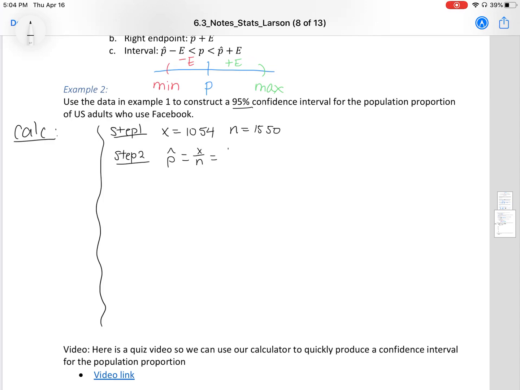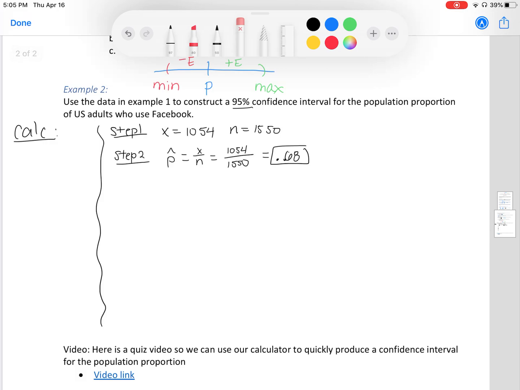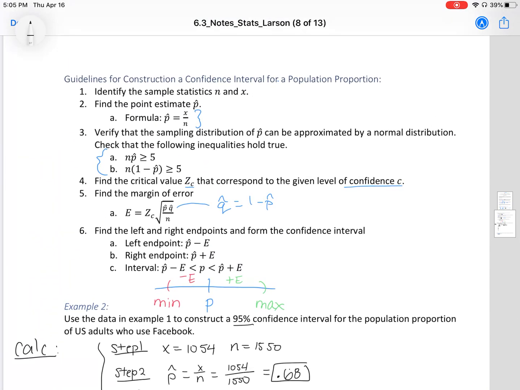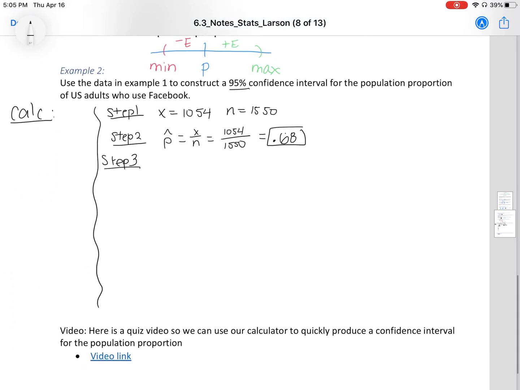So we have 1054 over 1550, and we calculated from example 1 that that was 0.68. All right. And we continue with step 3. Step 3 reads, we verify that it's approximately normal. It doesn't tell us it's approximately normal, so we have to make sure it is.